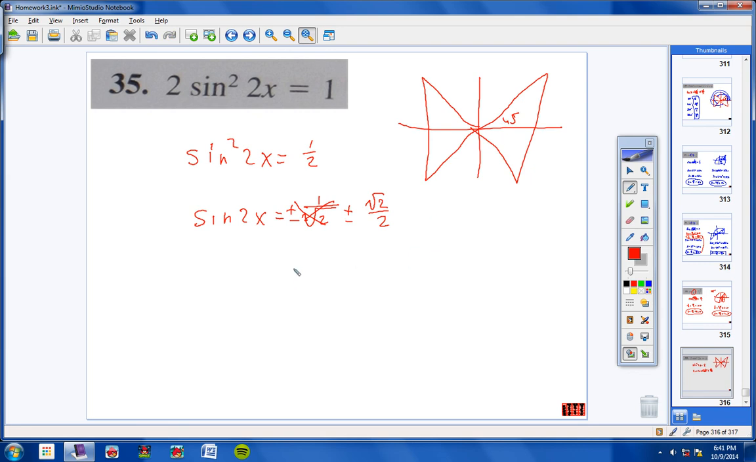Okay, so here we go. Here's what we really have. We have sine of an angle equals square root of 2 over 2. So our first angle is 45. So 45 really equals 2x. So 2x equals 45 plus 360n, and divide everything by 2. X equals 22.5 degrees plus 180n.